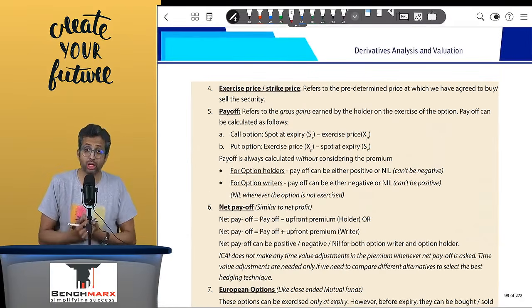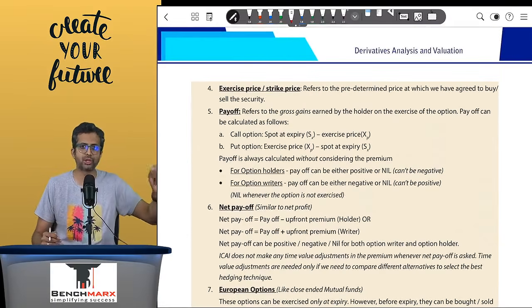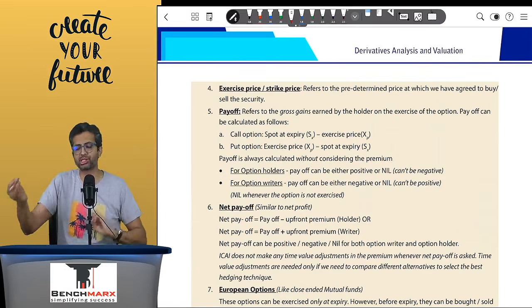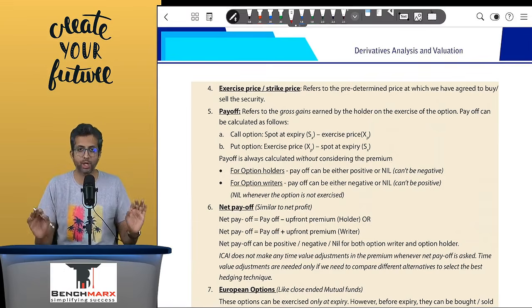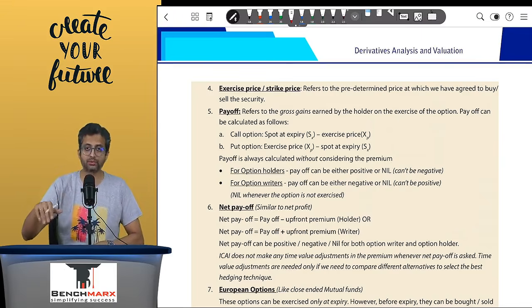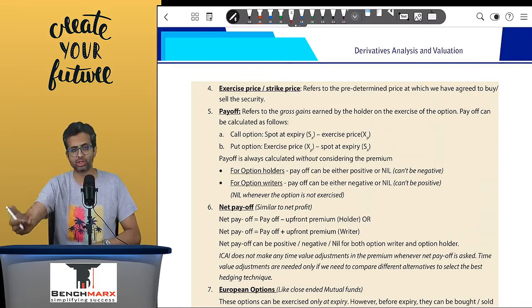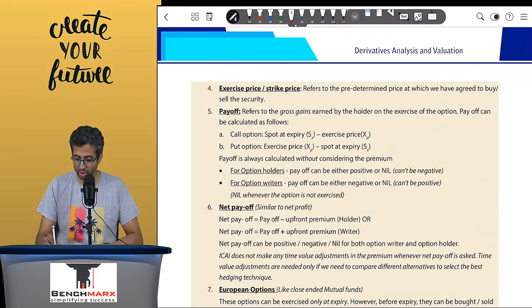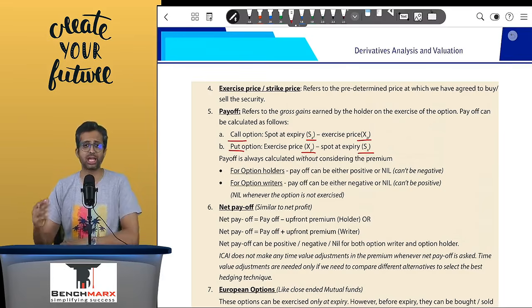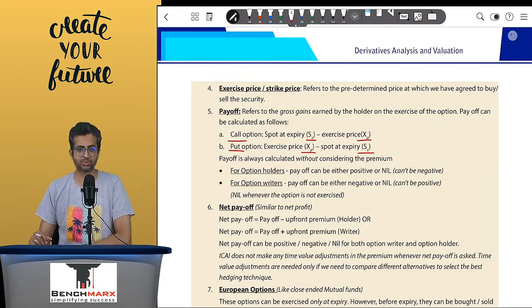For an option holder, how do you calculate the payoff? It is the difference between spot and the exercise price in case of a call option, or the difference between exercise price and spot in case of a put option. Payoff arises in case the holder decides to exercise. The payoff will be positive for an option holder, and negative for an option writer because the writer has to pay. So over here, the call option payoff will be SX minus XP, and the put option payoff will be XP minus SX. Sorry, SX over here is the spot at expiry, and XP is the exercise price, also called the strike price.